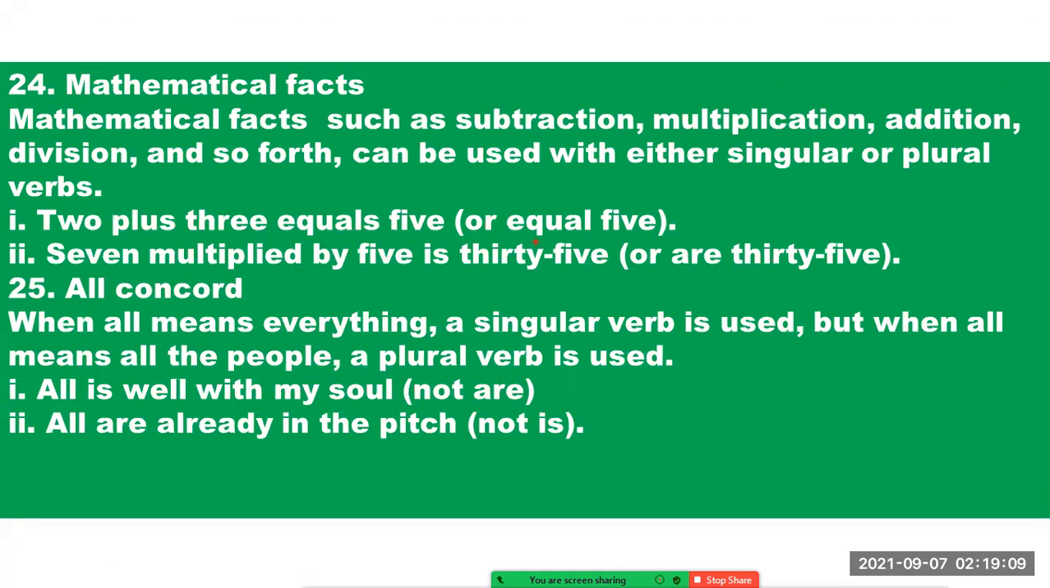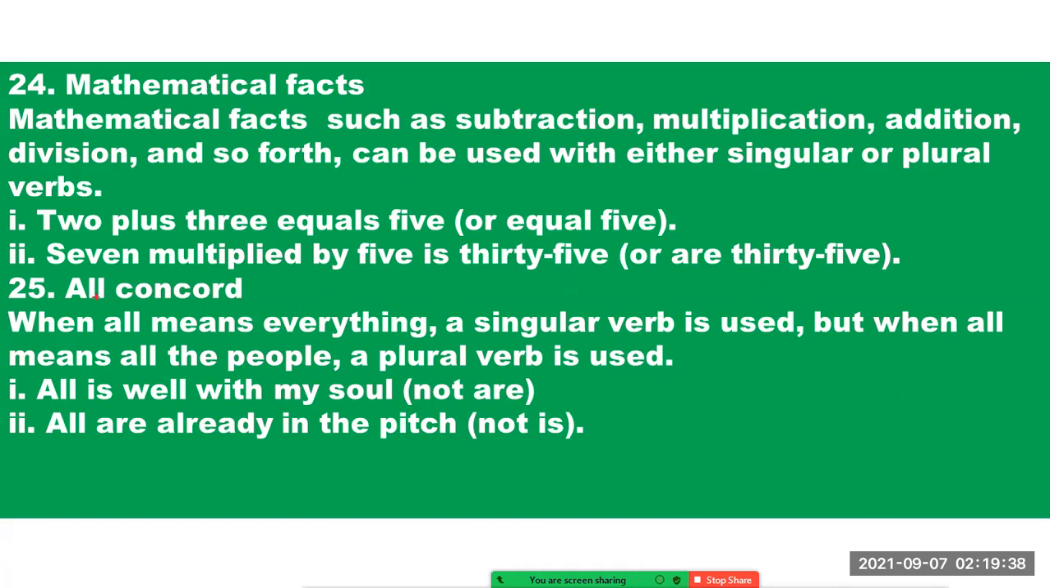You can say 2 + 2 equals 4. You can also say 2 + 2 equal 4. 7 multiplied by 5 is 35. You can also say 7 multiplied by 5 are 35. So this is where you have the use of either singular or plural verb as optional.